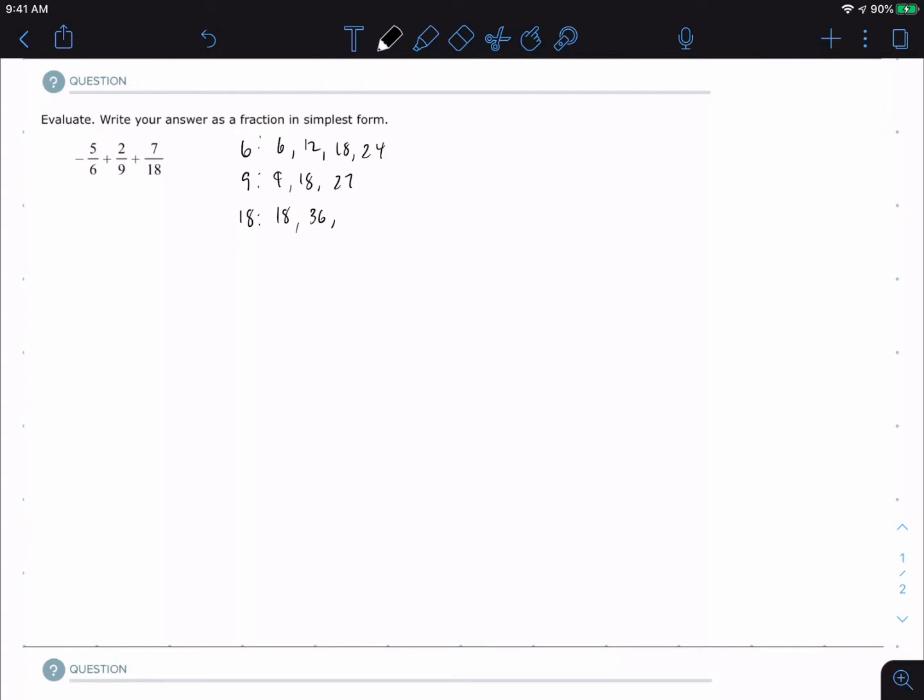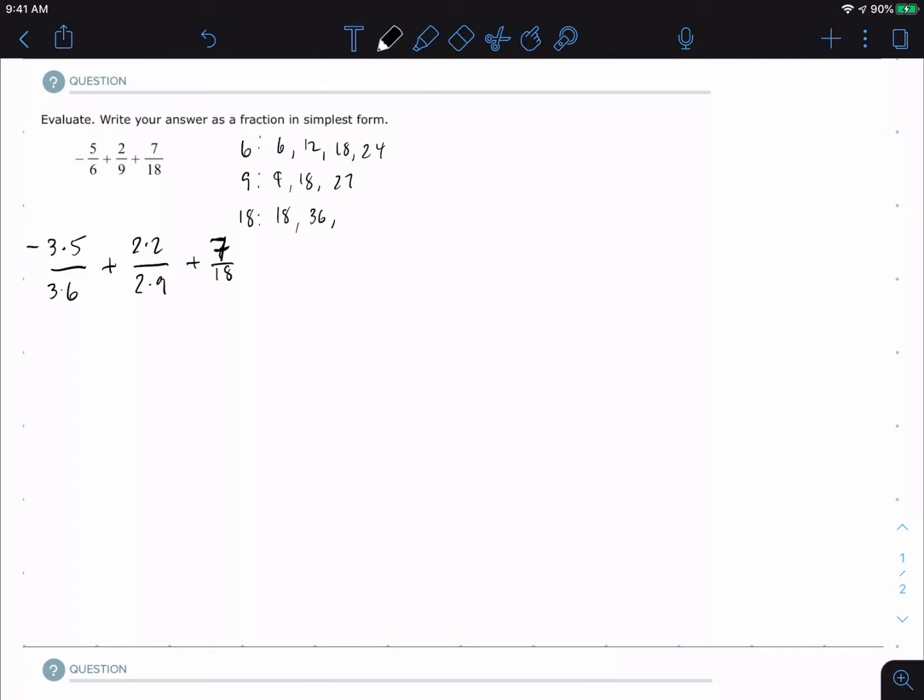Now, with the 6, to get 18, I needed to multiply by 3. So I'm going to go 3 times 6. That means if I multiply the bottom by 3, I have to multiply the numerator by 3, right? Plus, I'm going to multiply the 9 by 2. So that means I should multiply the 2 in the numerator by 2. And I'm not multiplying anything to my 18 because I've already got the denominator that I desire.